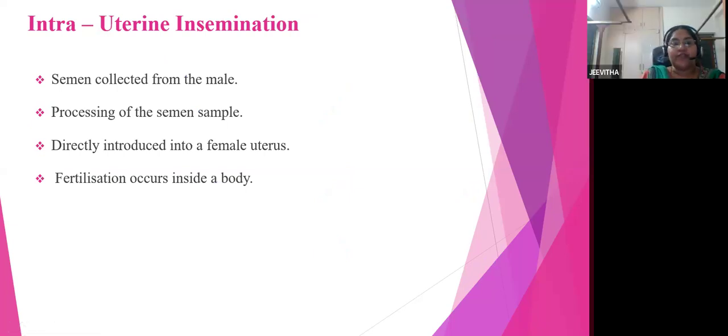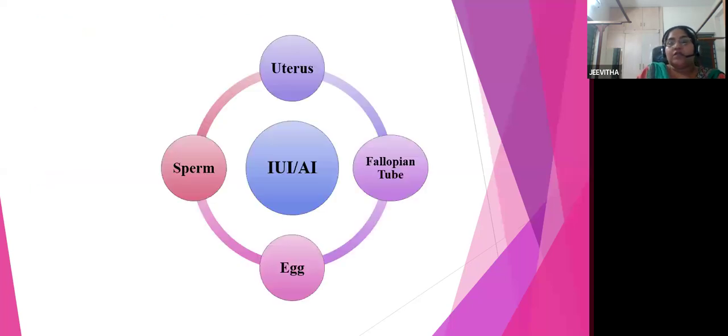IUI, or intrauterine insemination: the sample is collected from the male, and the semen sample is processed. Here the fertilization happens within the female body. The sample is introduced into the female uterus and fertilization occurs inside the body. So this is the protocol. The egg and the sperm fuse in the uterus and fertilization happens in the tube. And then once the fertilization happens, they check after a given amount of time, through the usual protocol.